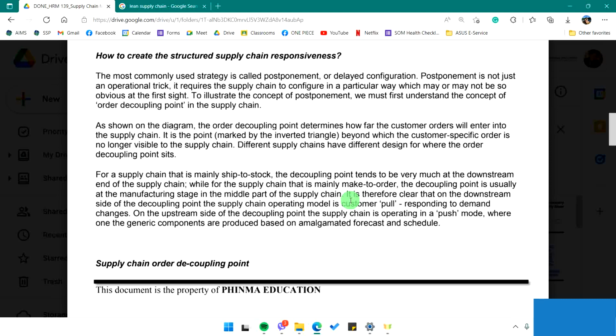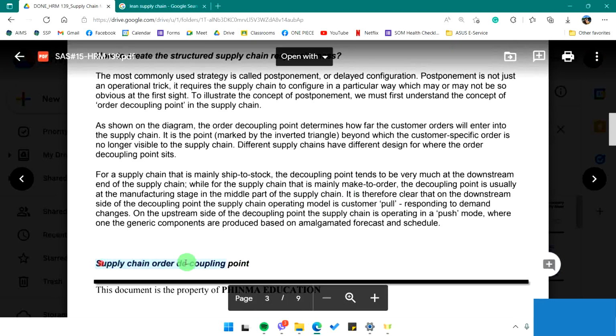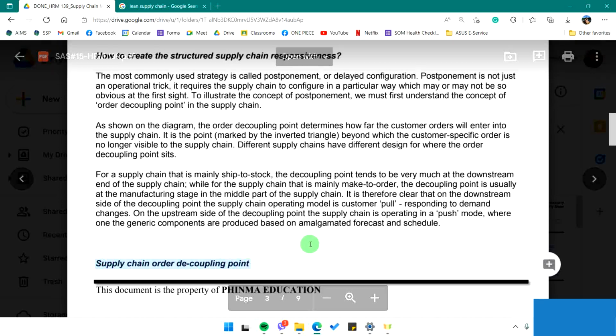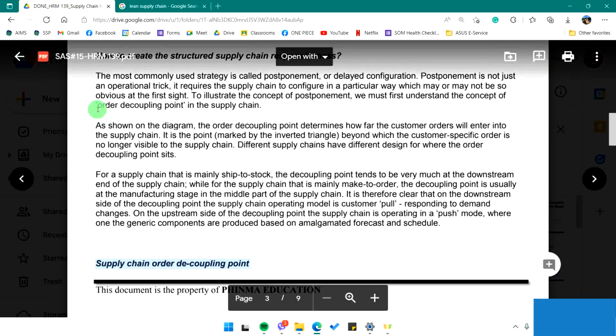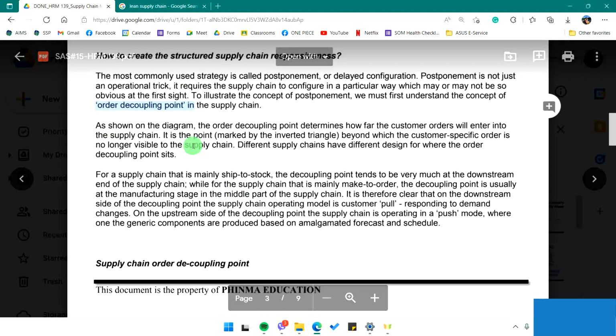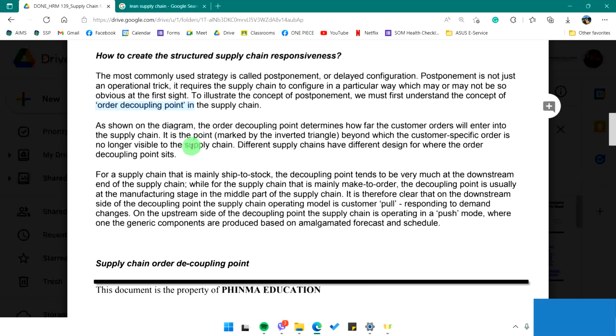Dito papasok yung tinatawag natin na supply chain order decoupling point. When we say order decoupling point, ito yung sinasabi natin na kung hanggang saan pwedeng makita yung order ng ating mga guest. Hanggang saan lang pupunta ang order ng ating mga guest or hanggang sino lang, di ba?